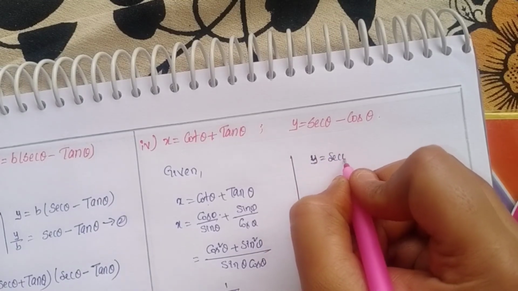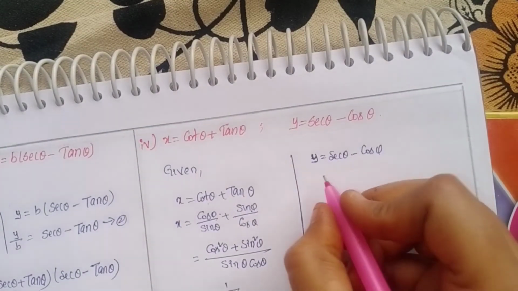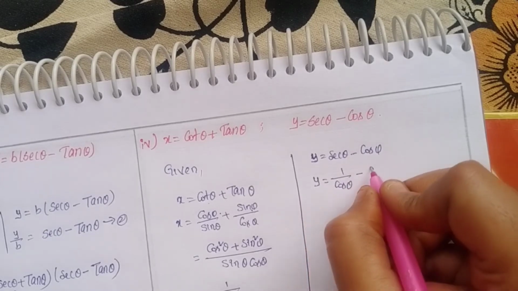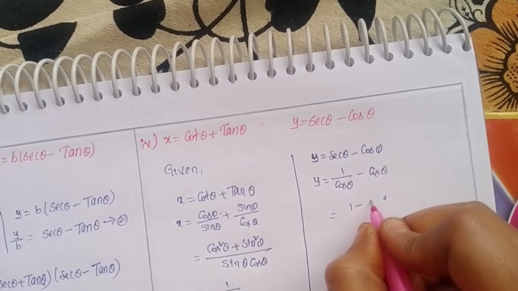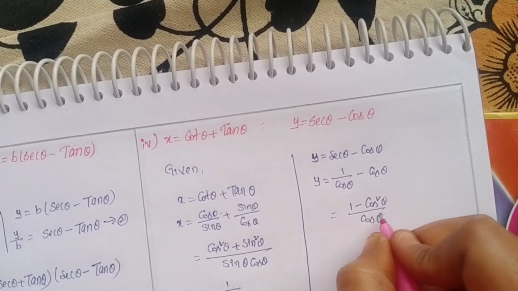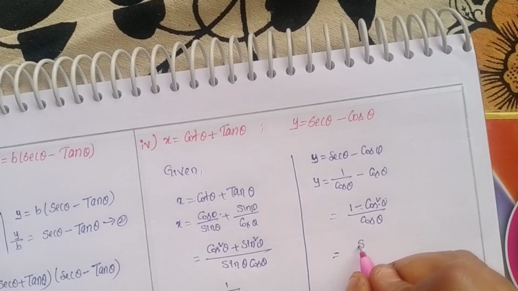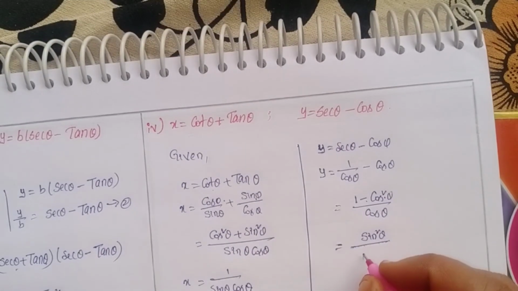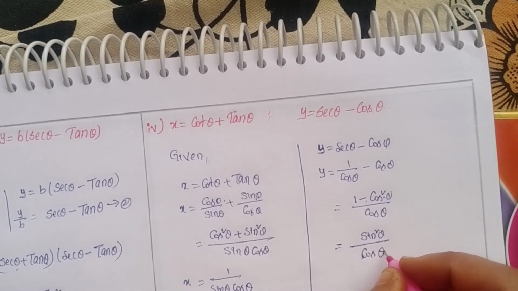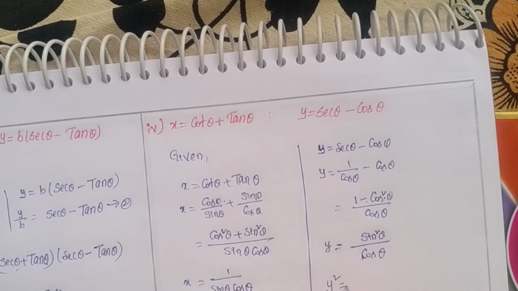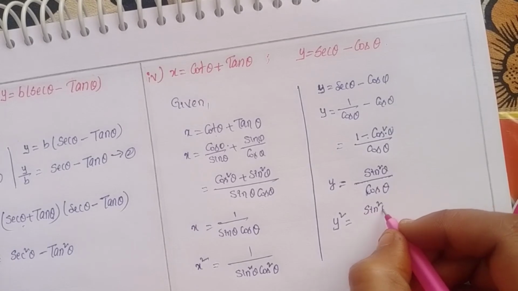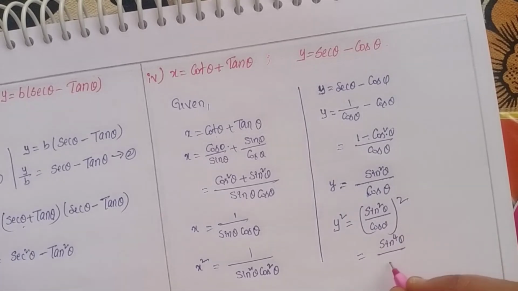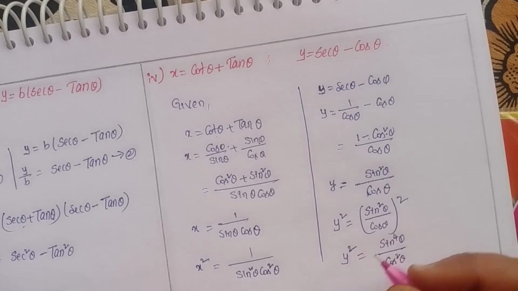Here, y equal to secant theta minus cos theta. You can write y equal to 1 by cos theta minus cos theta, that is (1 minus cos square theta) by cos theta by cross multiplication. 1 minus cos square theta you can write as sin square theta, by the identity sin square theta plus cos square theta equal to 1, divided by cos theta. This is y. We want y square: (sin square theta by cos theta) whole square, that means sin to the power of 4 theta by cos square theta. This is y square.